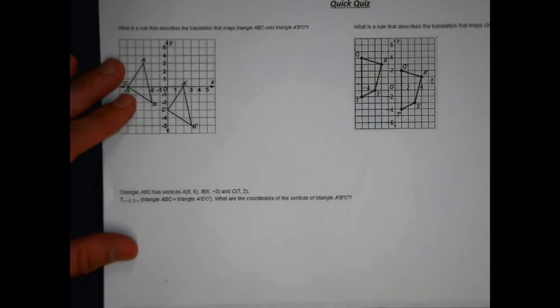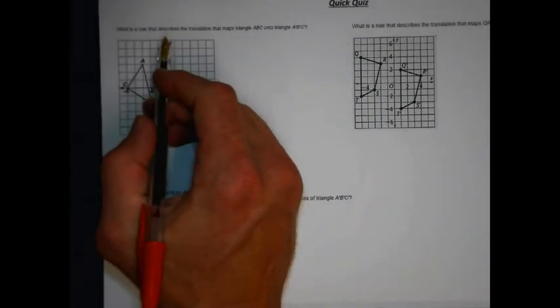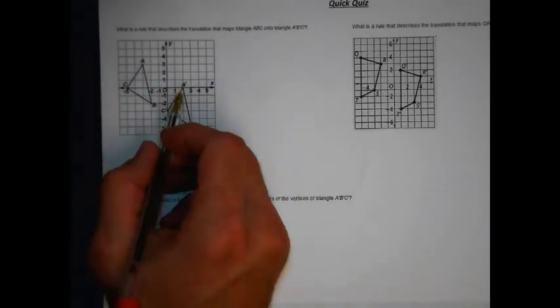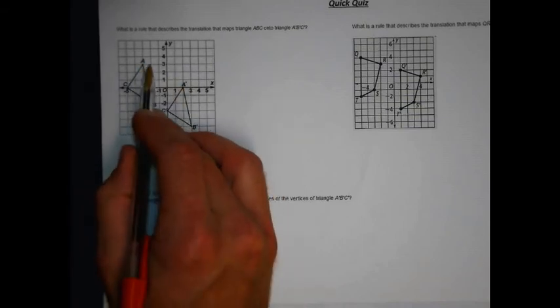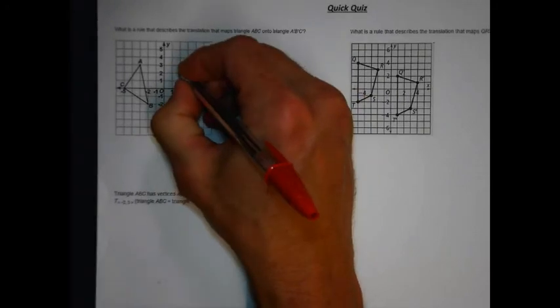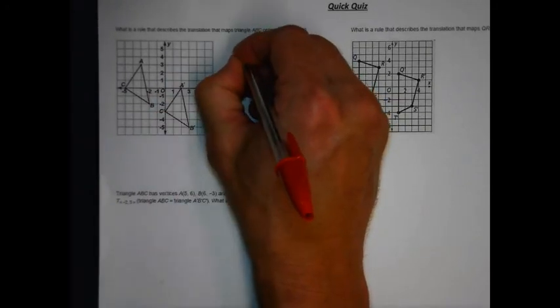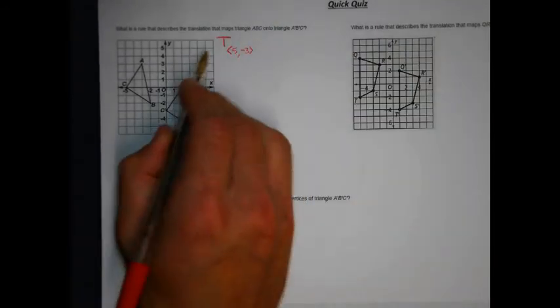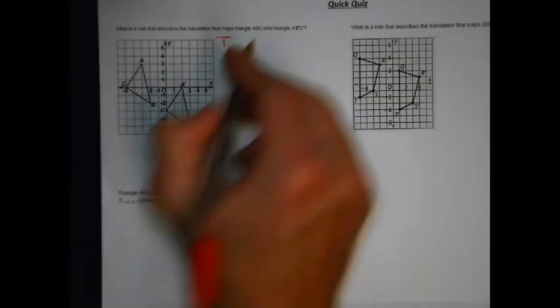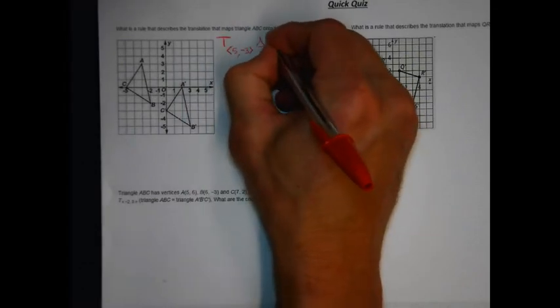So now let's end it with a very quick quiz, because some of these questions are cool. I don't know if you can read this, but I'll read it out loud. What's a rule that describes the translation? Okay, so we have an original pre-image, and the post-image. A is moving from A to A prime, right? And it's moving 1, 2, 3, 4, 5 to the right, and then 1, 2, 3 down. And that's all it takes. So it was a translation that moved 5 units to the right and 3 down.